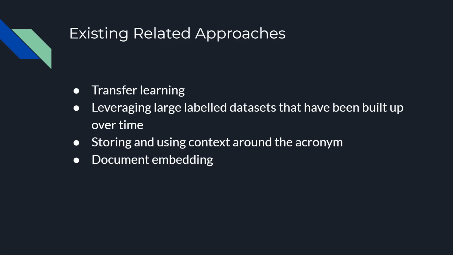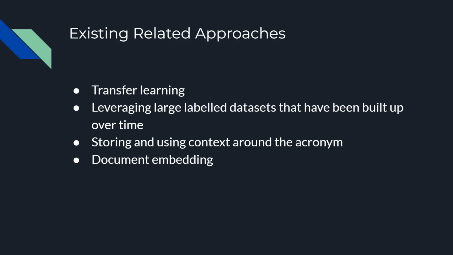Leveraging some large labeled data sets that have been built up over time. Like if we have a large dictionary of acronyms and what they mean that we can pull from already, that's been built up over time, that can help speed things up some with acronym disambiguation on new acronyms even sometimes.